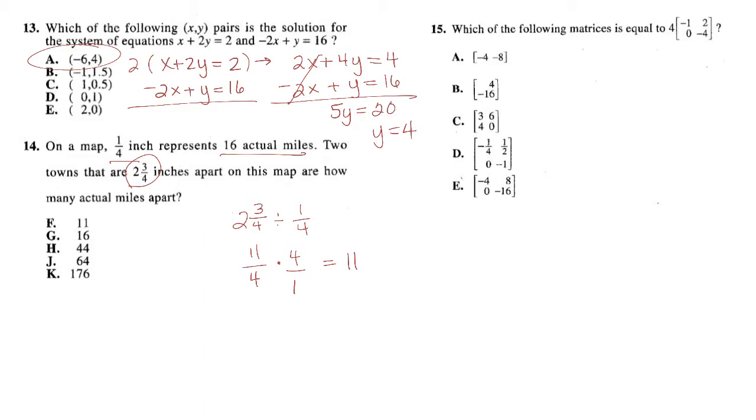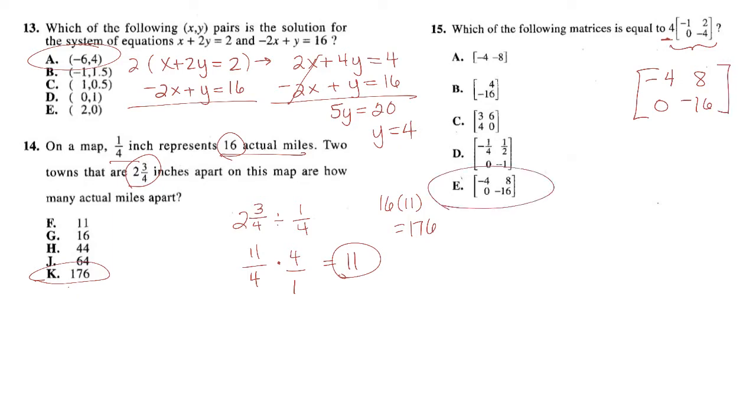So here I'm going to take 11, and I need to multiply that by 16. So 16 times 11, it looks like it's going to give me 176. So that's going to be answer choice K. All right, so for our next problem, this is not matrix multiplication, but scalar times a matrix. And you really just distribute that 4 to each part. So you would have -4 and 8, 0, and -16. So that's going to be answer choice E.